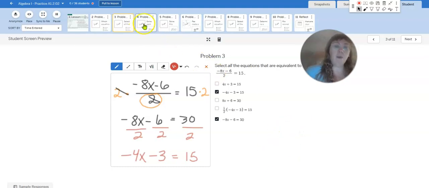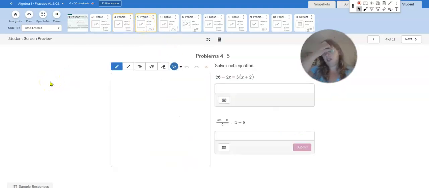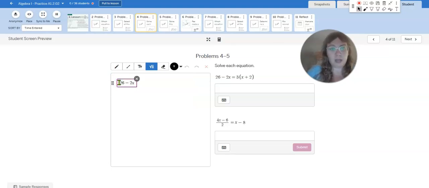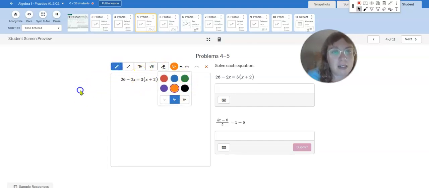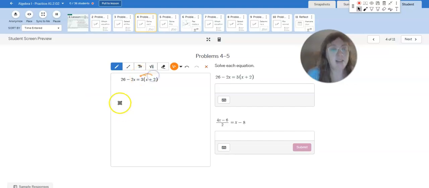When you're all set, push ahead to slide 4. Solve each equation. Okay, let's type our first one. So we have 26 minus 2x equals 3 times x plus 2. Now the first thing that I would do here is I would want to distribute this 3 that's on the outside. So to do that, my 26 minus 2x stays the same. 3 times x is 3x, and 3 times 2 is 6. Now we're all distributed.